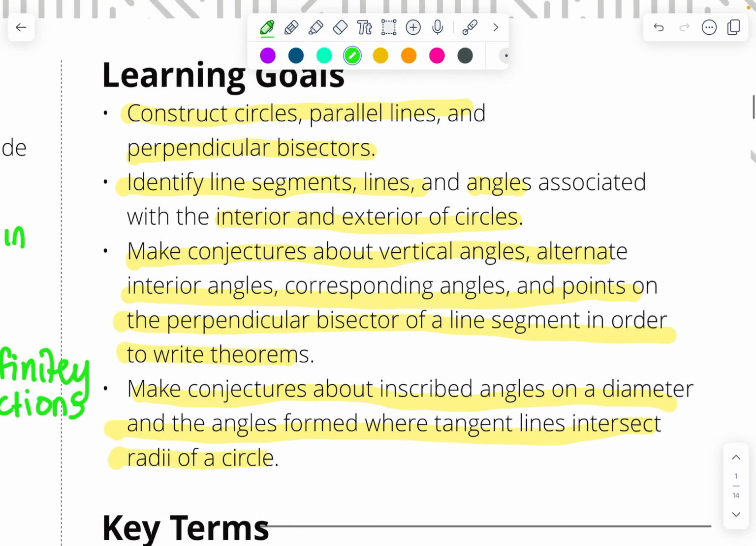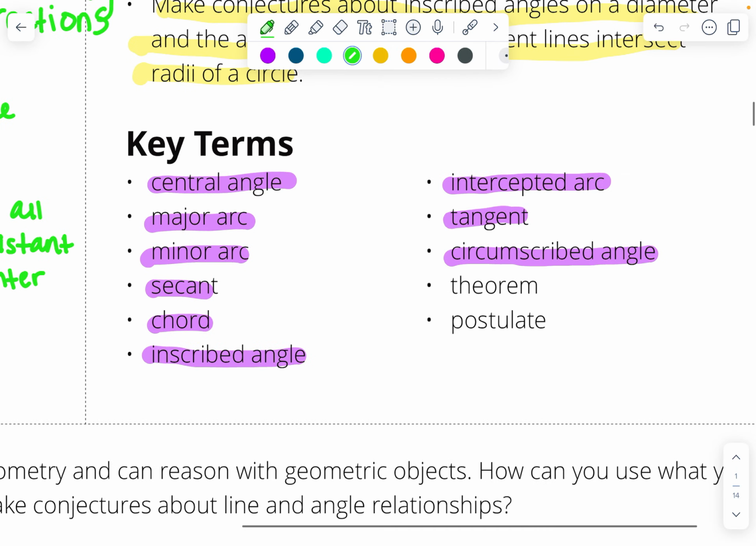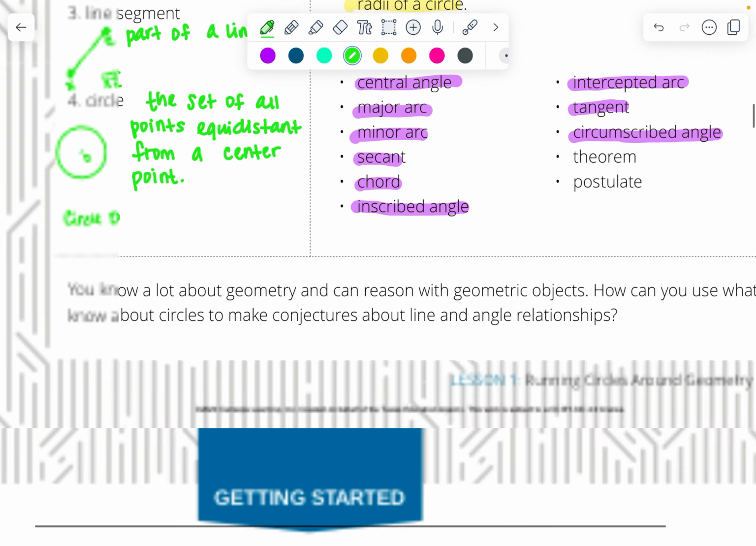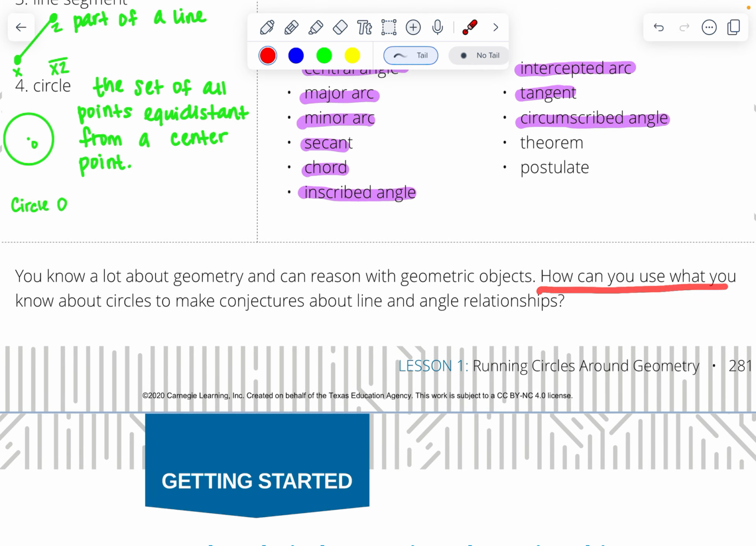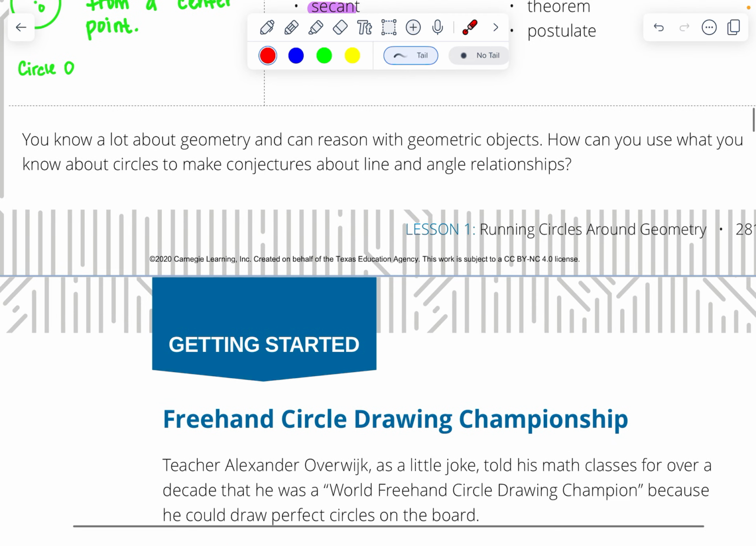All right, our learning goals for today, or for this lesson. And here are the key terms. And our essential question is, how can you use what you know about circles to make conjectures about line and angle relationships?